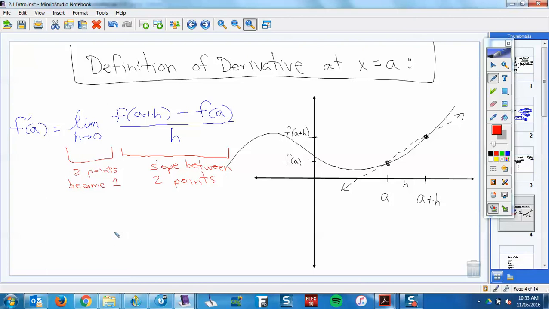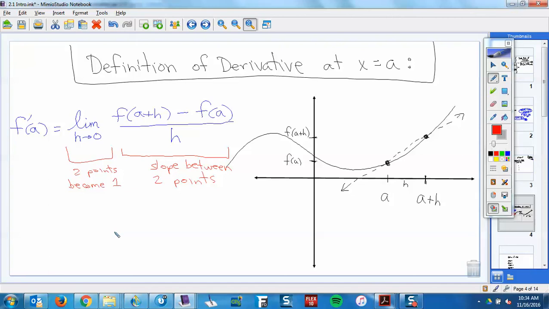Okay, so there's two parts to the limit definition of the derivative. Remember, the derivative is the slope at 1 point. How do we do the slope at 1 point? We can't do the slope at 1 point, so we have to do it in two parts. We have to do the slope between 2 points, and then we add this guy right here. This is what lets the 2 points become 1 point.